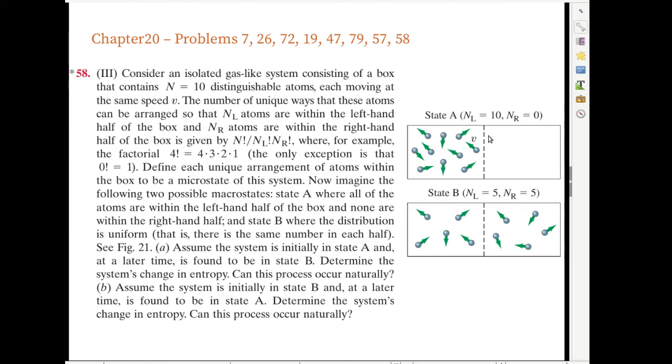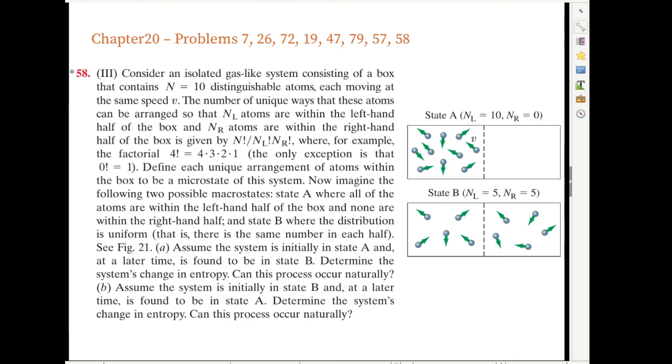Okay, so we can calculate this for state A. The number of ways for state A is just this formula: 10 factorial divided by 10 factorial times 0 factorial. 0 factorial by definition is 1, so this is just going to be 1. Whereas for state B, you still have the same formula being applied, and this is going to be N factorial. We still have 10 atoms. Now 5 of them are on the left, so it's 5 factorial, and 5 are on the right, so this is 5 factorial.